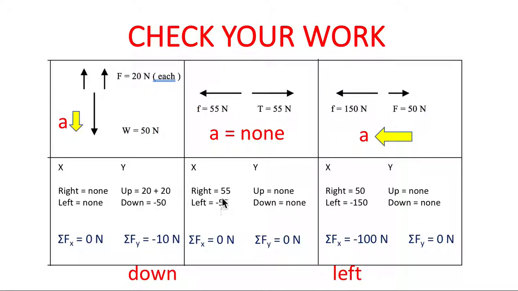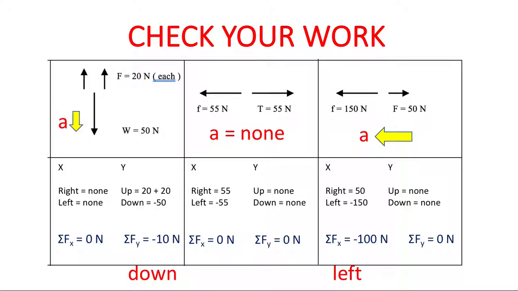In the next example, the x dimension is 0. The y dimension is also 0, which means the acceleration will be none. This object won't accelerate because the net force is 0. In the last example, the x dimension is negative 100. The y dimension is 0. This means that the net force is to the left. So in our diagram, we write A for acceleration with a leftward arrow.